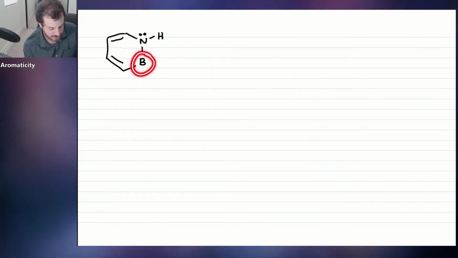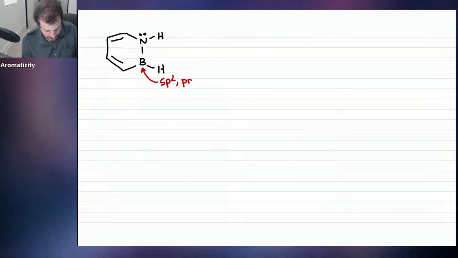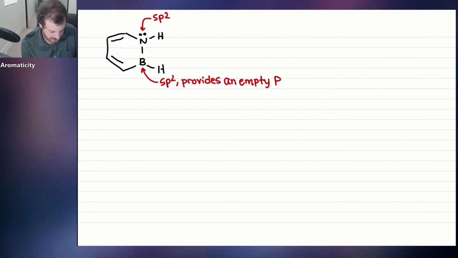The boron is sp2 hybridized. I'm sorry, I'm forgetting an H on that boron. The boron is sp2 hybridized, and it has an empty p orbital, so that could help complete the loop of p's. So the boron is sp2. All it can do is provide an empty p. The nitrogen is sp2 if it rehybridizes and can provide a lone pair in the form of 2 electrons. Perfect. This is, in fact, aromatic.